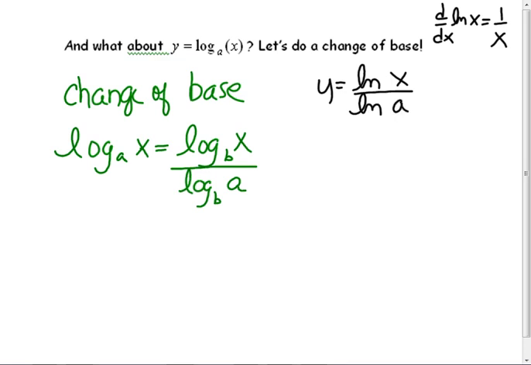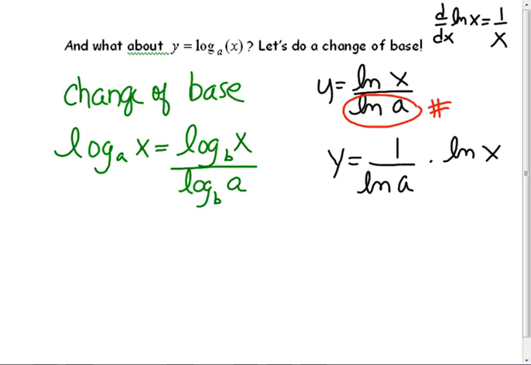But remember, this is just a number. It's a constant. So when I do the derivative of this, I'm going to ignore the fact that this 1 over the log of a is there. In fact, let's even write it this way. I don't know if this is going to bother you or not, but this is the same as this.